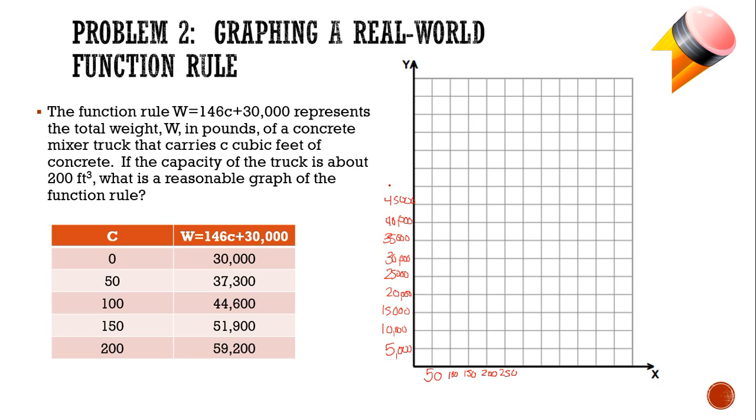45,000 right there. 50,000, 55,000, and 60,000. So at 0, I should have 30,000. So my first dot is going to be right about there. Now at 50, I get 37,300. So that's just a little bit more than 35,000, probably right in the middle around here.